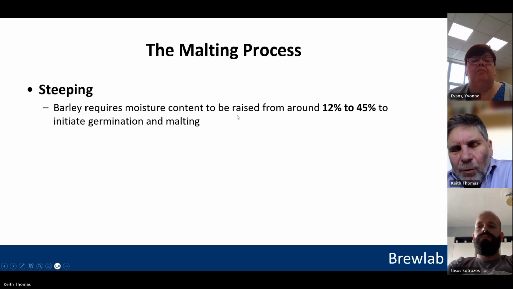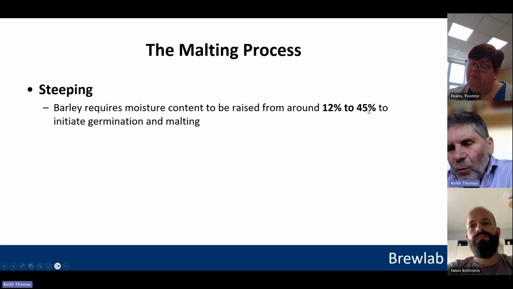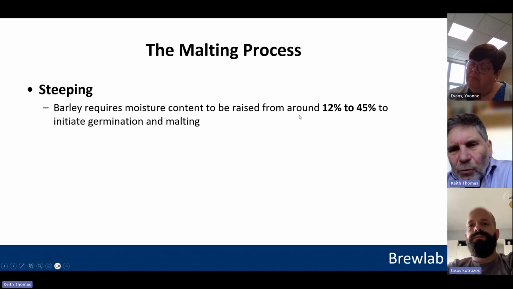First off, barley has got to go from its storage hydration, 12%, to enough of a hydration to activate and solubilize the enzymes to then do the initial breakdown of the glucan and the protein. And that initiates germination. So we've got to put it in some water in order for this to happen.